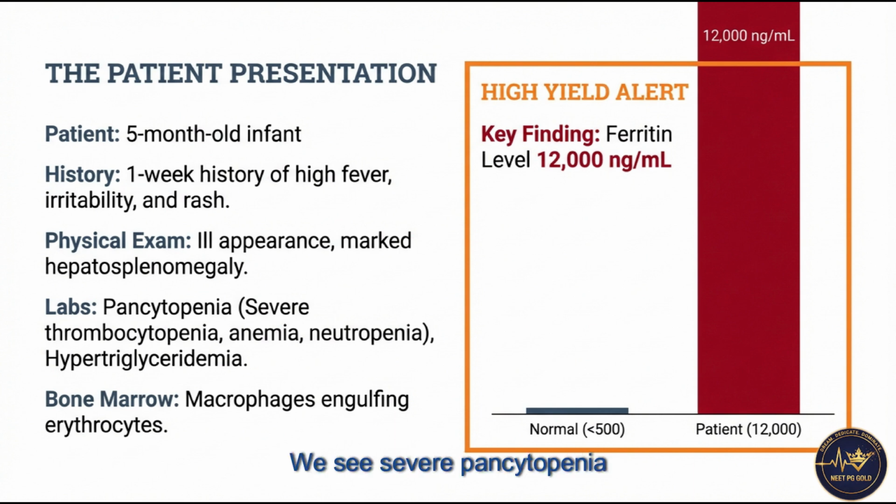We see severe pancytopenia, that's thrombocytopenia, anemia, and neutropenia. There is hypertriglyceridemia, and importantly, a massive ferritin elevation to 12,000 nanograms per milliliter. The bone marrow biopsy shows macrophages actually engulfing erythrocytes.